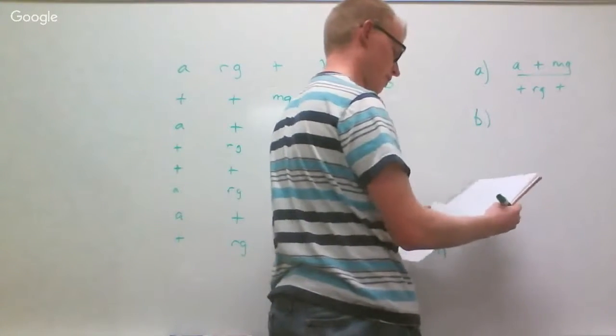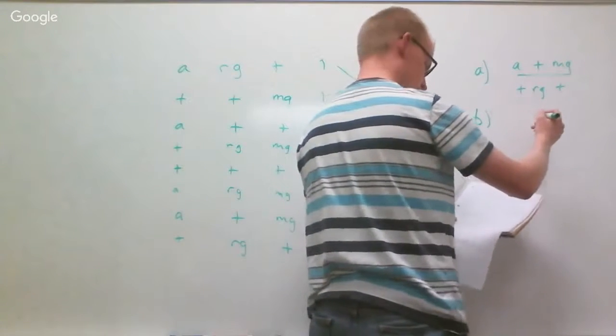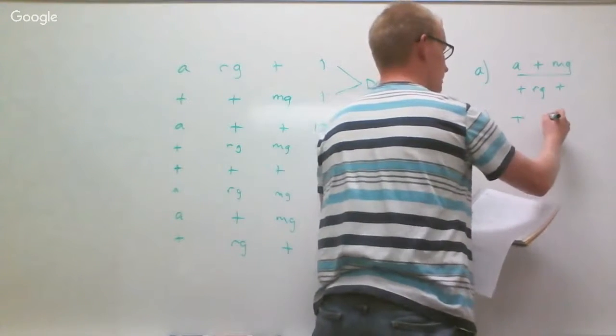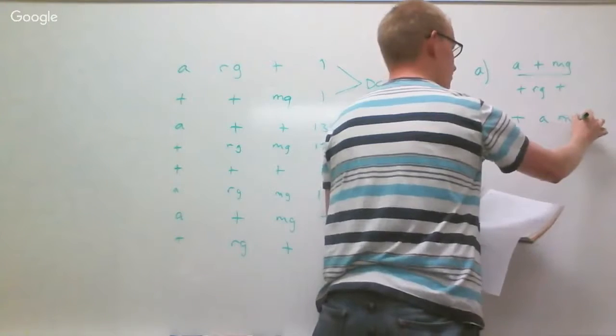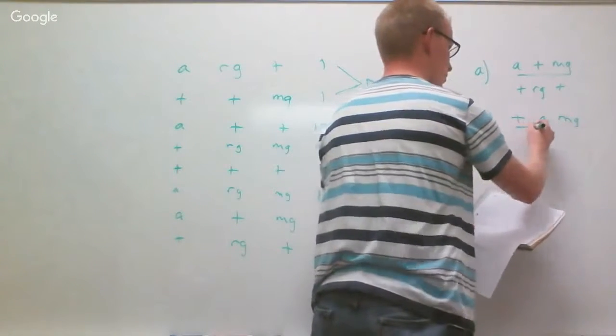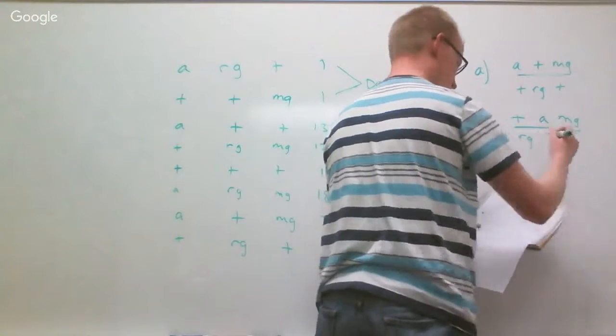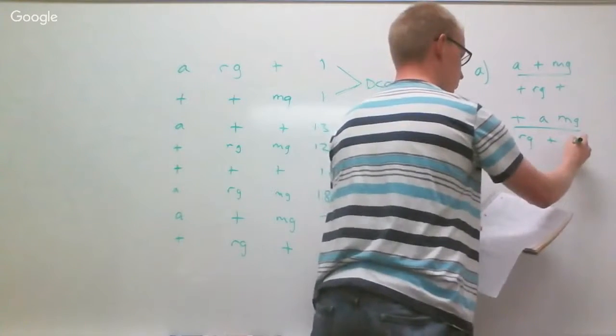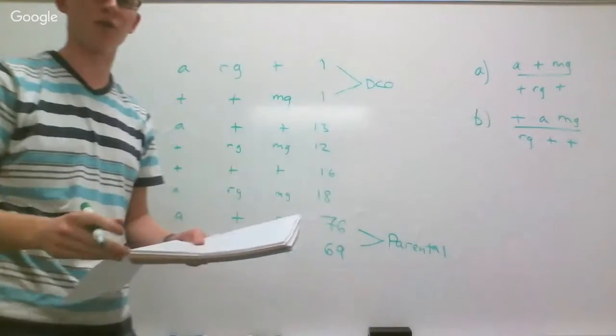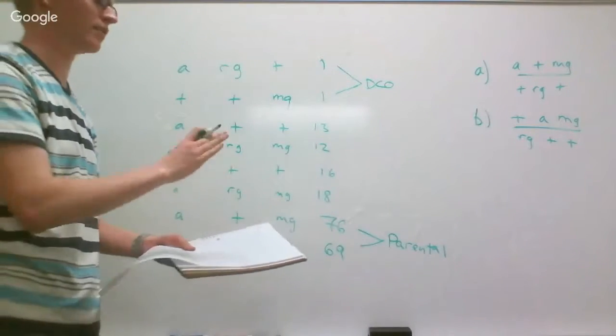So for part B, we'll rearrange these things, and so we'll put our plus A and MG, and then over our RG plus. And so that's the gene order, the A in the middle.